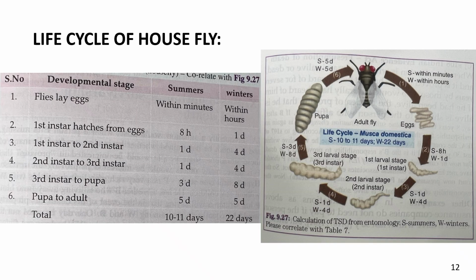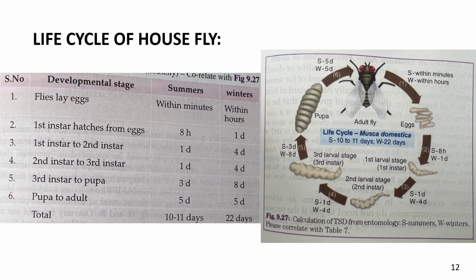Next we'll see the life cycle of the Musca domestica housefly. First, the fly lays eggs within minutes in summer and within hours in winter. The first instar hatches from the eggs in 8 hours, the second instar in 1 day, the third instar in 1 day, and the third instar to pupa in 3 days. We can remember this as 3 to pupa, 3 days. Pupa to adult takes 5 days.